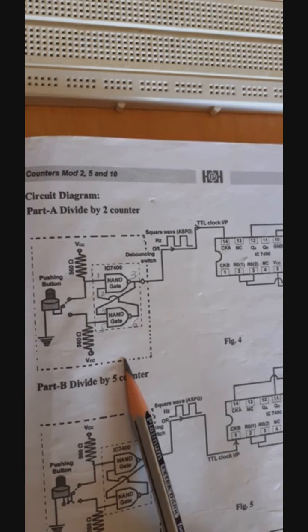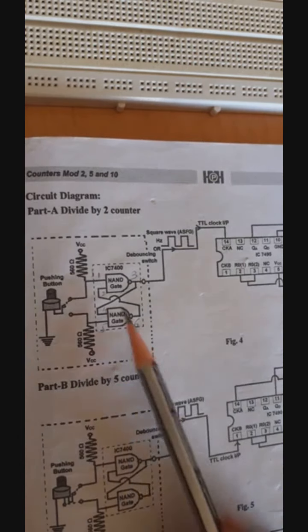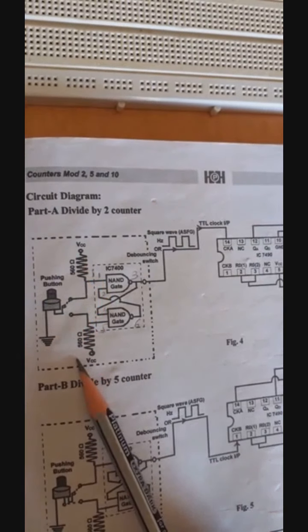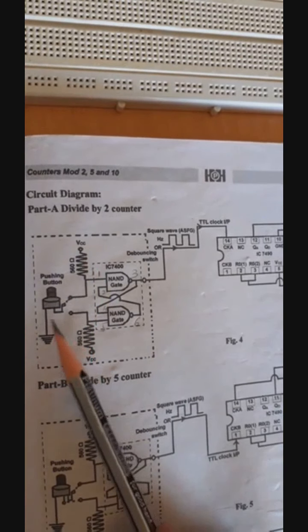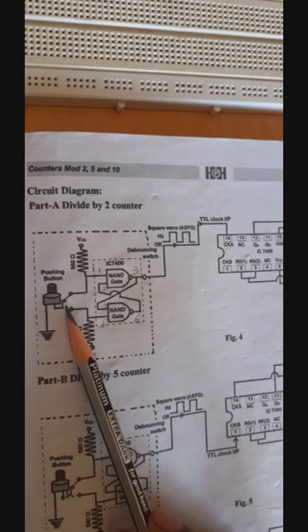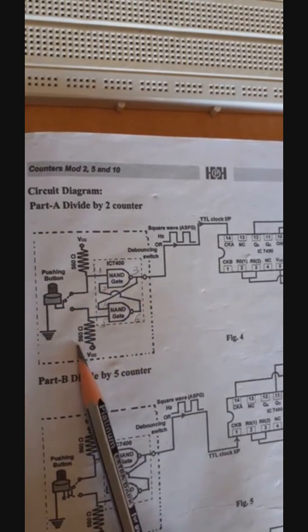For this circuit we use IC 7400, that is a NAND gate IC, two LEDs for showing the clock pulse, and two resistances connected directly to plus VCC and minus VCC. Here a push button is provided for providing the clock pulse. So this is the total circuit diagram of the debounce circuit.